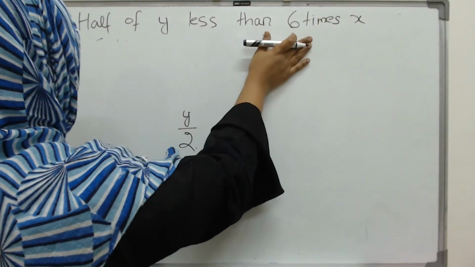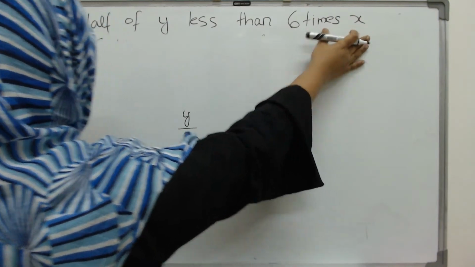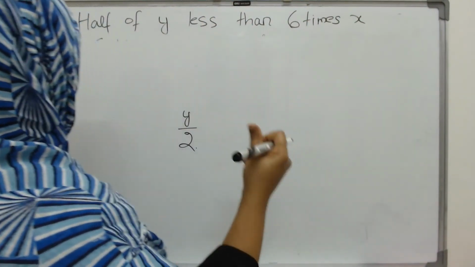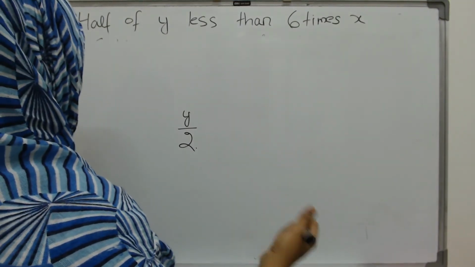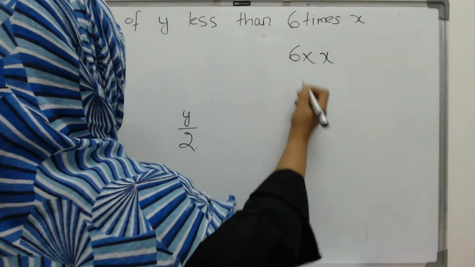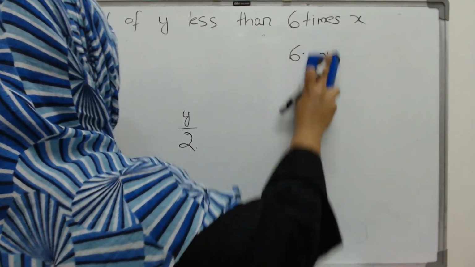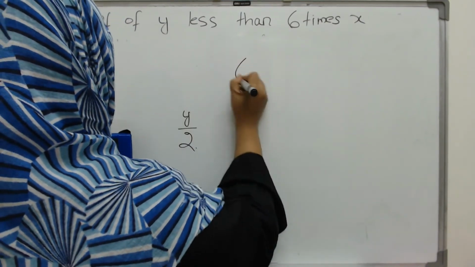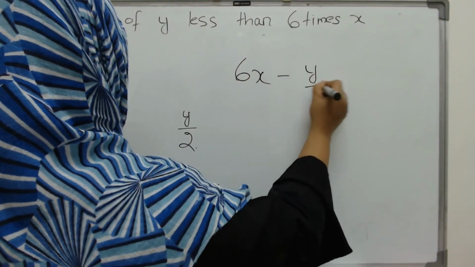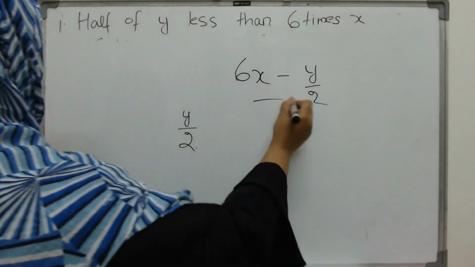So less than means what? Whatever number comes here, that should come first. So 6 times x. What did I tell you? Of, times, product. All of them mean multiplication. 6 into x. But we do not write the multiplication sign. So that is just 6x. 6x minus y by 2 is what you want. This is your answer.